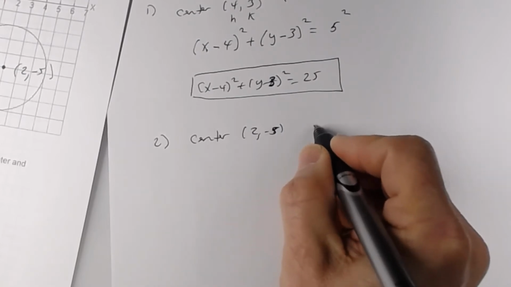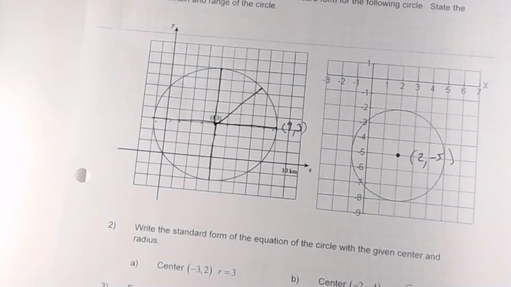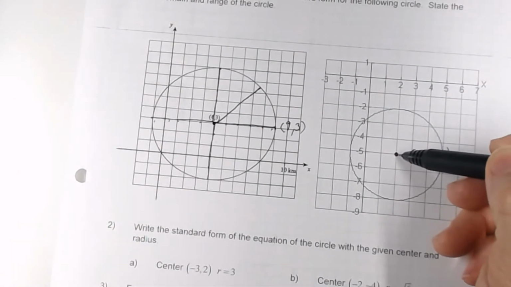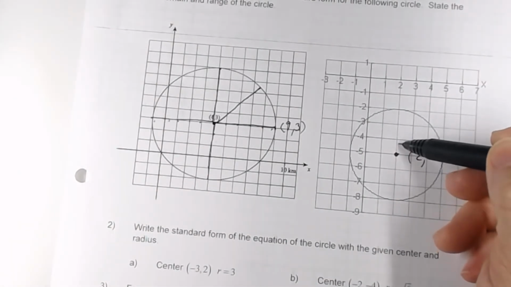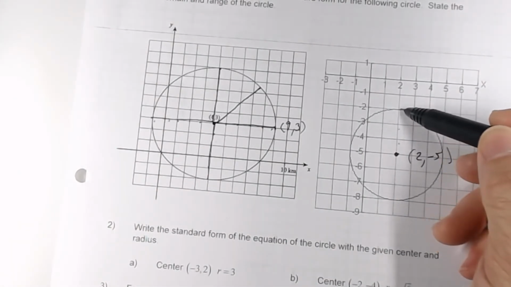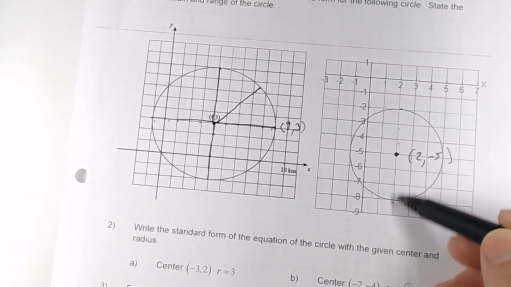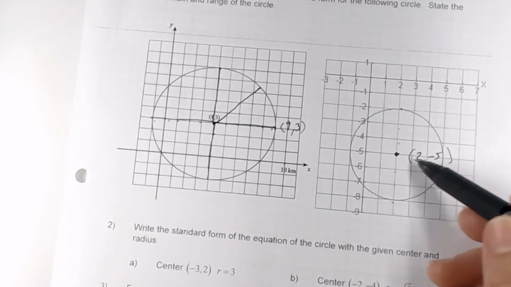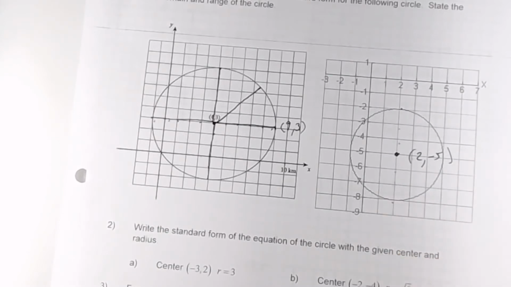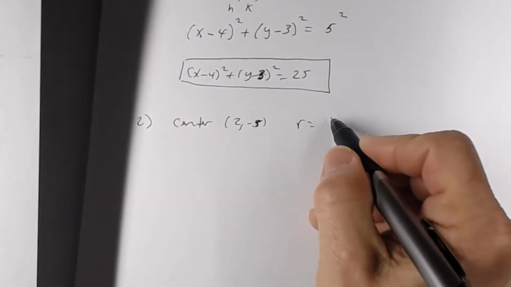And all I need to do now is find the length of the radius. So I think you have enough information to be able to do that now. What's the length of the radius? 3. I'm going to go straight up from the center: 1, 2, 3. Or I can go straight down: 1, 2, 3. So the radius is 3.